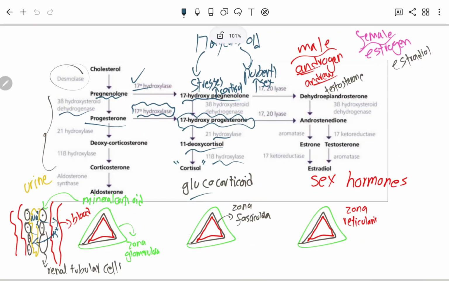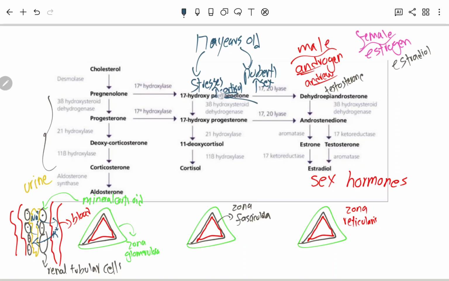Now, if I want to synthesize the sex hormones from the pregnenolone, just give me a minute to erase all of this chaos. Now, if I want to synthesize, it's very chaotic.